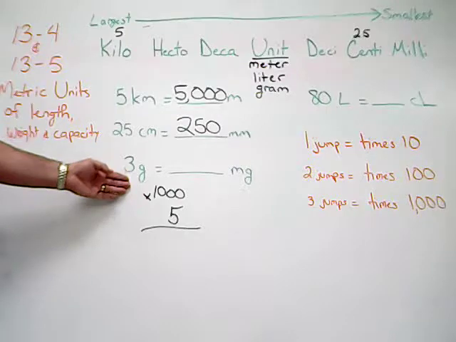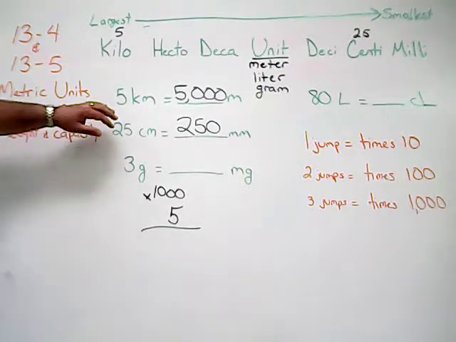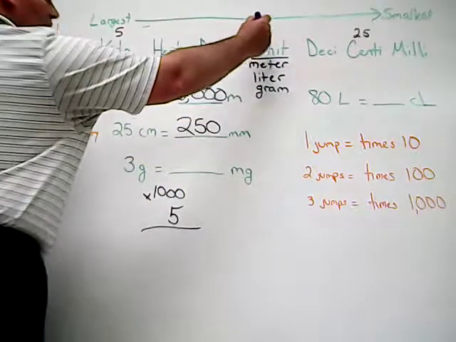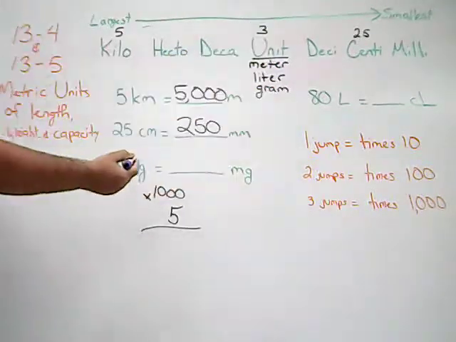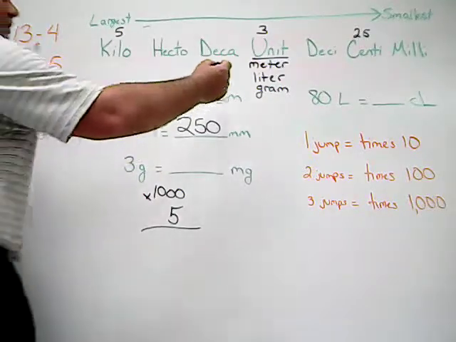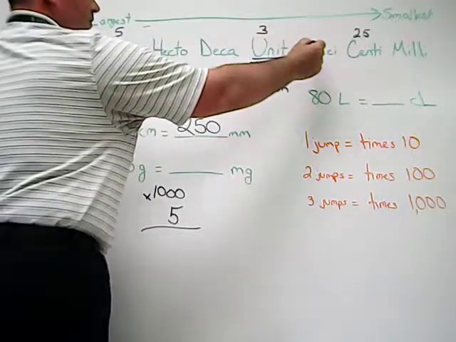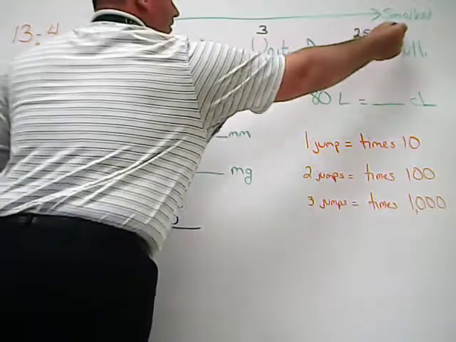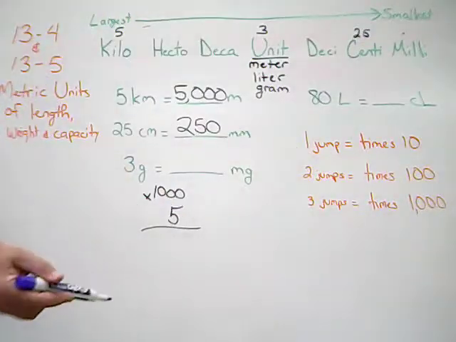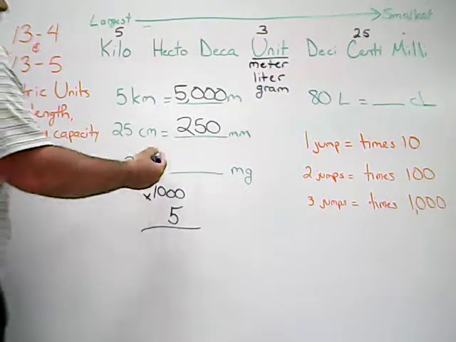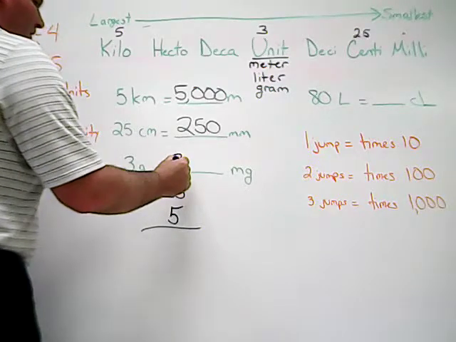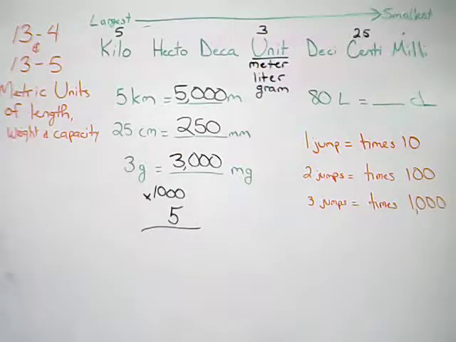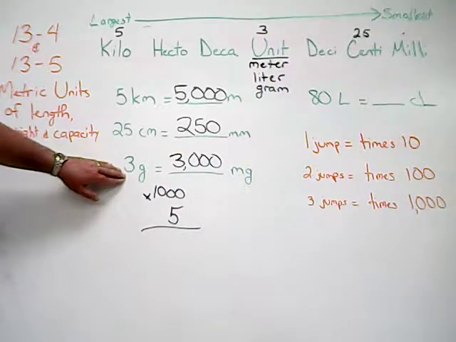Next one, I'm going to talk about the mass using grams. Notice how these are all interchangeable. So I'm starting at 3 grams, which is right here, and I want to go all the way down to milligrams. So I'm going to make one jump times 10, 2 jumps times 100, 3 jumps times 1,000. So I take 3 times 1,000, and there are 3,000 milligrams in 3 grams. So this one talked about weight or mass.